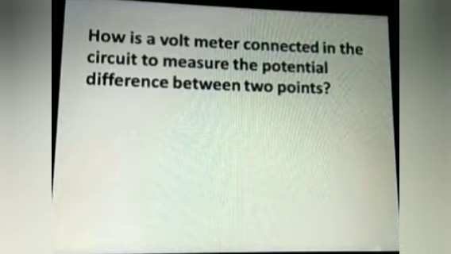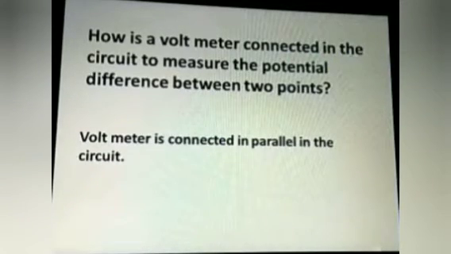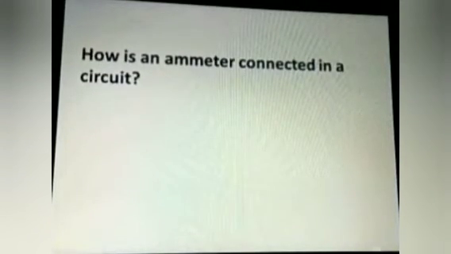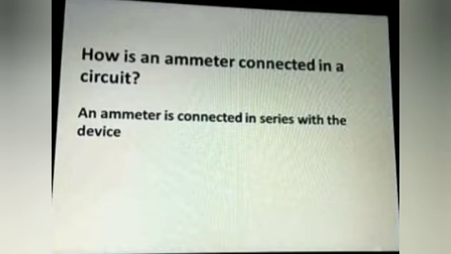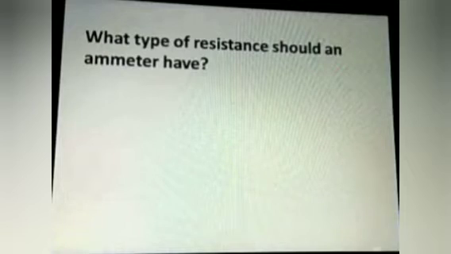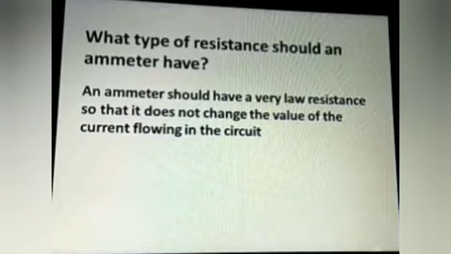How is a voltmeter connected in the circuit to measure the potential difference between two points? Voltmeter is connected in parallel in the circuit. How is an ammeter connected in a circuit? An ammeter is connected in series with the device. What type of resistance should an ammeter have? An ammeter should have a very low resistance so that it does not change the value of the current flowing in the circuit.